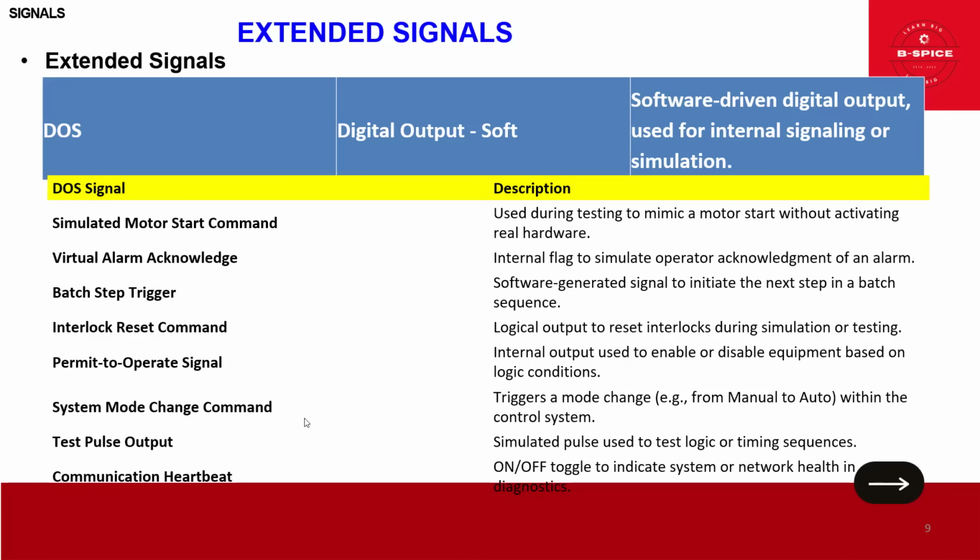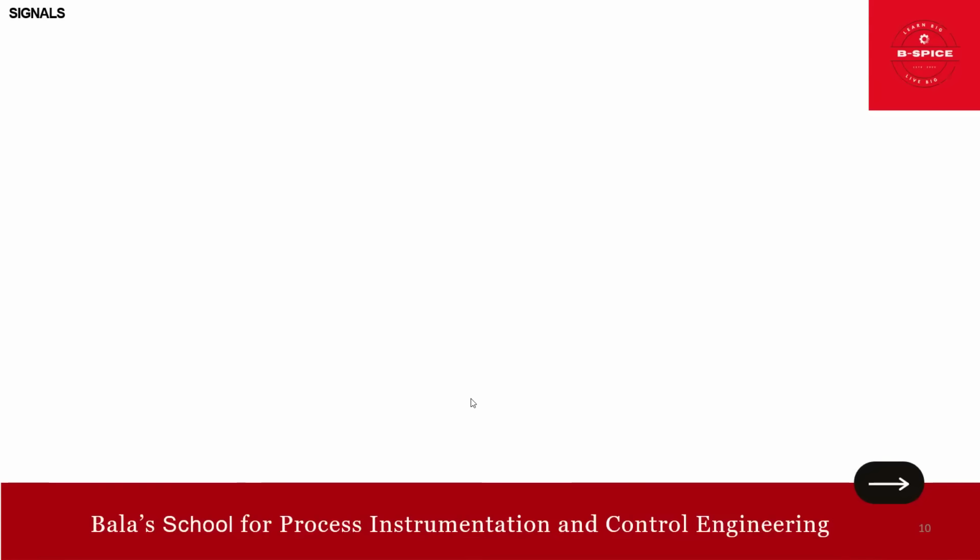Then system mode change command. It triggers a mode change from auto to manual or manual to auto within the control system. Then test pulse output. Simulated pulse used to test logic or timing sequence without getting the exact signal from the field. And of course, communication heartbeat. This is for the on-off toggle to indicate the system or network health in diagnostics. These are all the DOS examples.